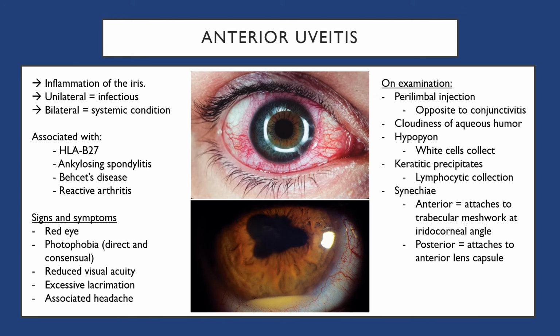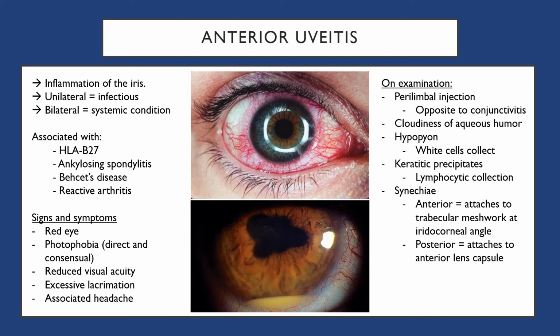So then moving on to the iris, so anterior uveitis is where you can get inflammation of the iris. If it's unilateral, it's more likely to be an infective cause, but if it's bilateral, you need to be thinking of a systemic condition that is causing that. It's associated with HLA-B27, with ankylosing spondylitis, with Behçet's disease, and with reactive arthritis.